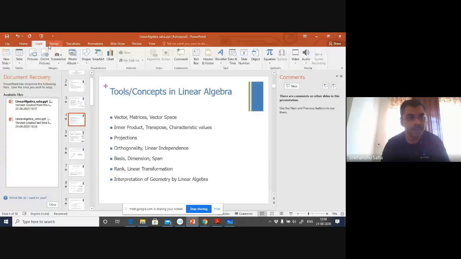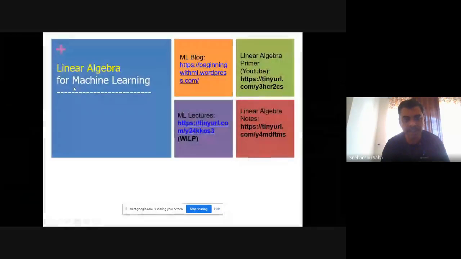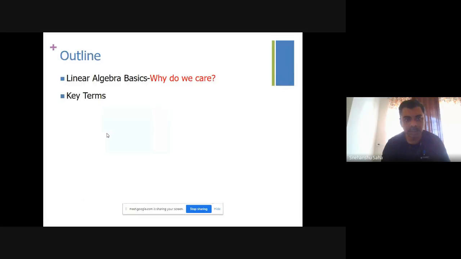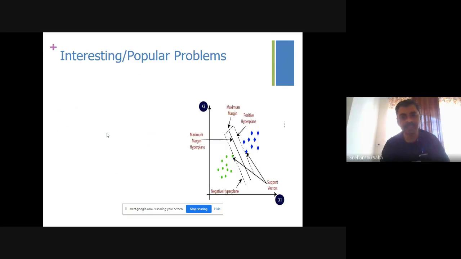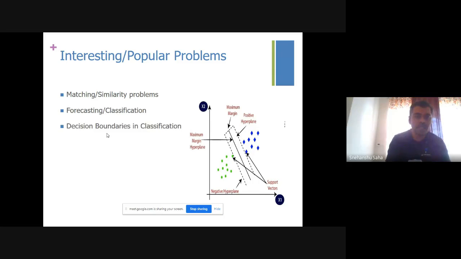So let's begin by recalling what we discussed last time, right? Which are general applications of linear algebra. What are the most interesting and popular problems where linear algebra and the foundations of data science concepts are used, and what sort of tools we require to solve some of these problems in an efficient manner.